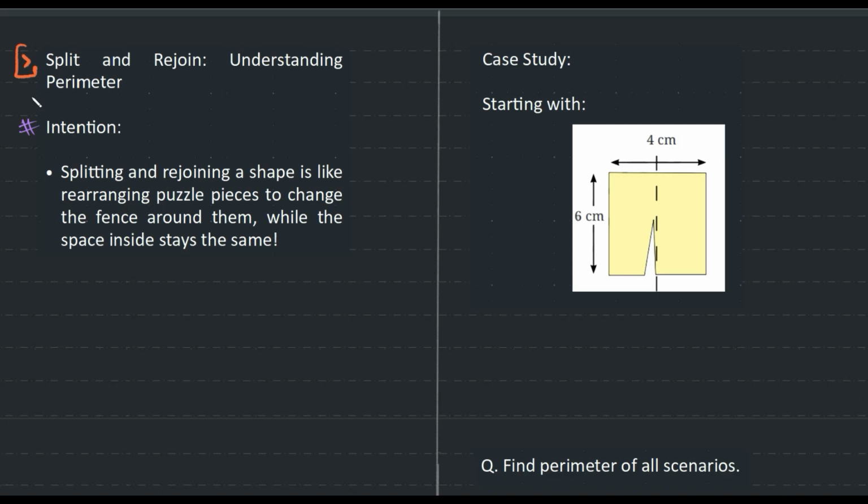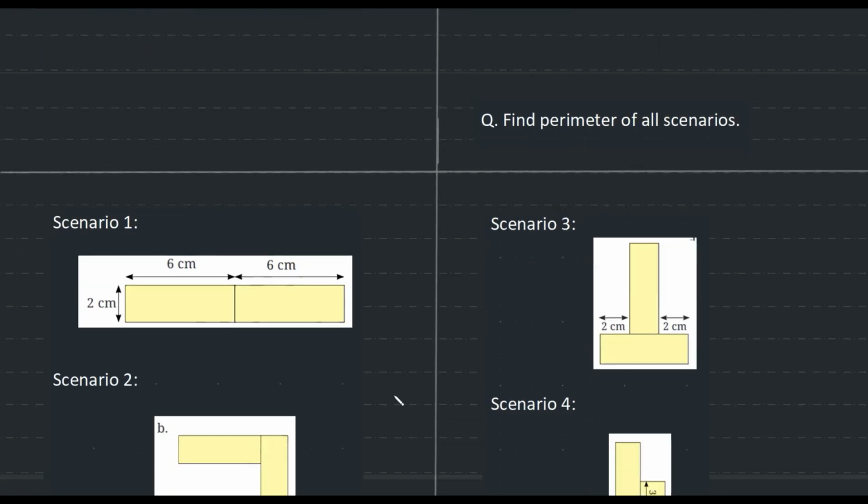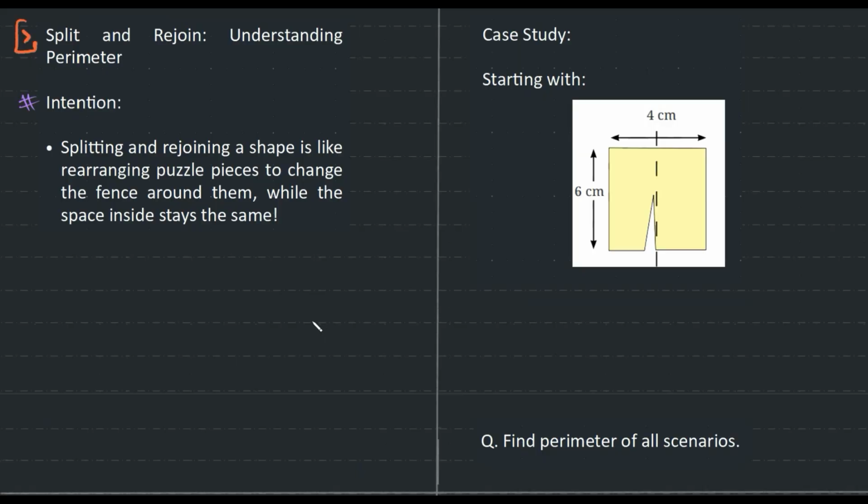We have to split and rejoin and check the perimeter. So that's the agenda of this particular topic video. We are looking at the idea of perimeter itself with an activity where you have a certain piece of paper. We need to split it, that is cut it, and then rejoin it to form different shapes like this and find the perimeter. This too is a good place for you guys to improve your thinking skills.